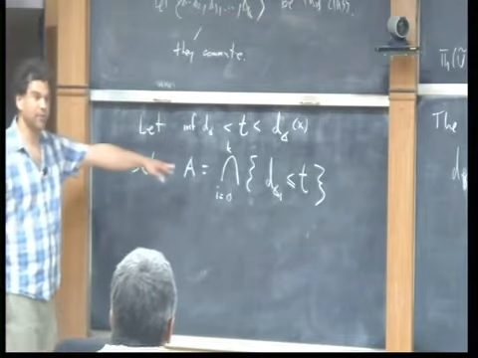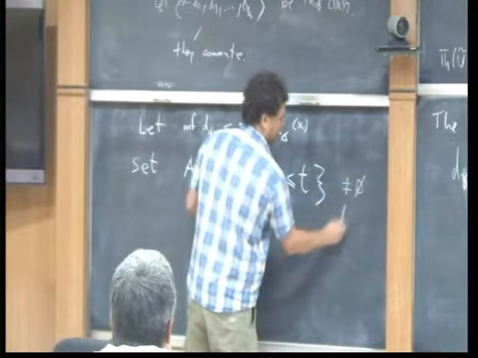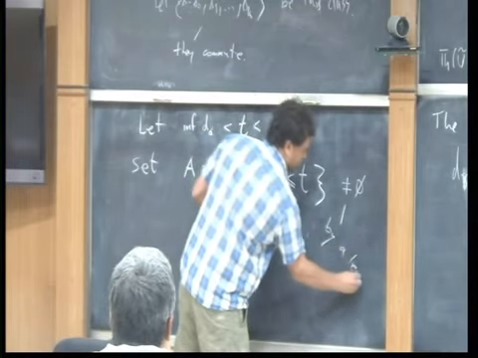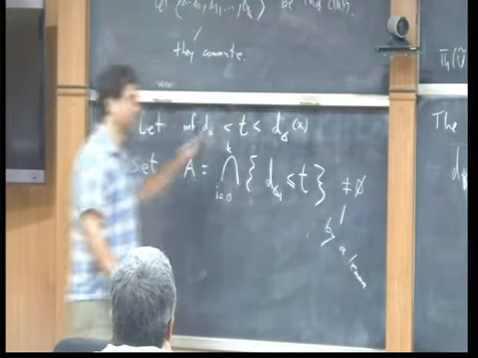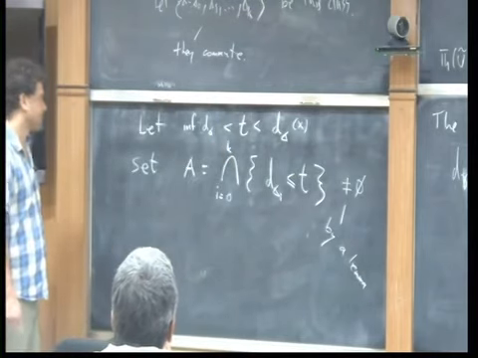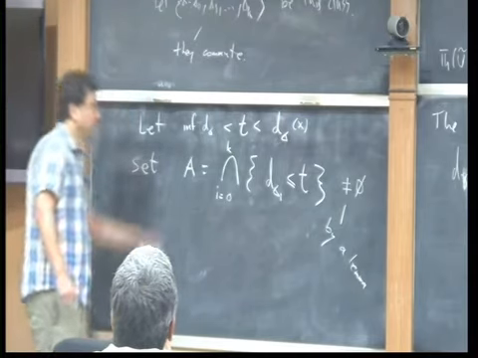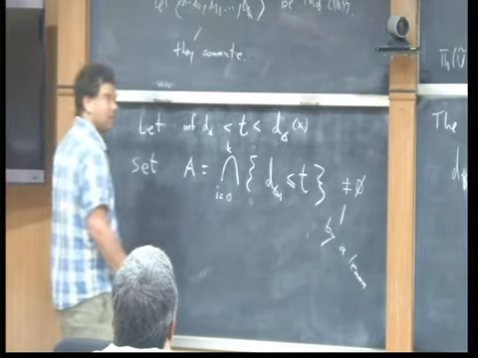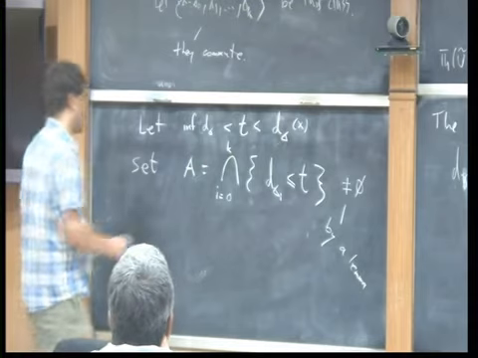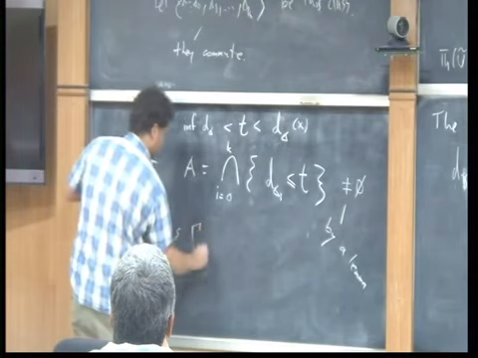So this is non-empty because they commute, by the lemma. The intersection of the sublevel sets is not empty. But moreover, A is gamma X invariant.